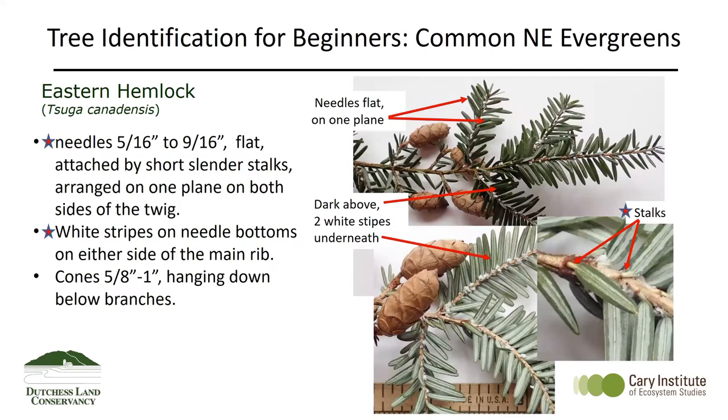Up close, eastern hemlocks can be identified by several characteristics. Their needles are flat. They lay on one plane attached to the twigs. Needles are dark above. And if you turn the branch over, you see there are white stripes on both sides on the underneath. If you look very closely at an individual needle, you can see the needle attaches to the twig by a narrow stalk. And so that's a great characteristic to look for.